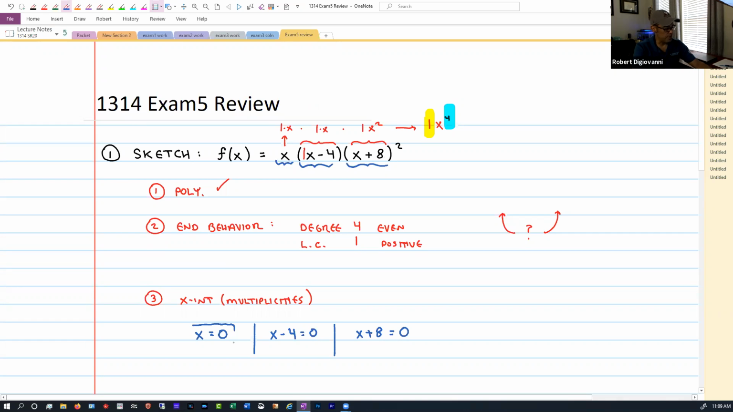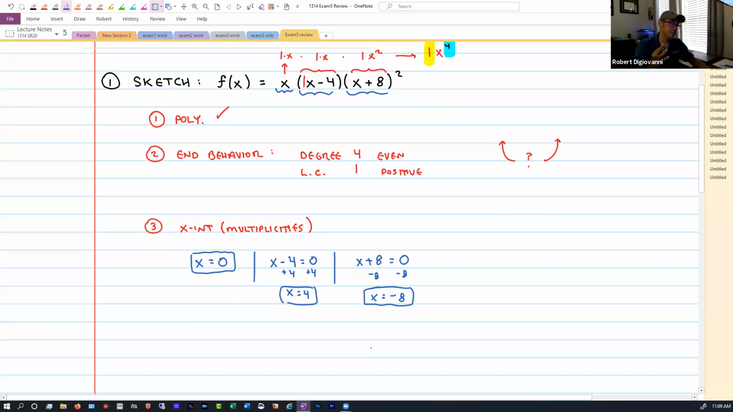The first one is just 0. The second one, we add 4 to both sides. We get x is 4. And then we subtract 8 on both sides here, and we get x is negative 8. So we have 3 x-intercepts. Now we have to determine whether or not we bounce or we cross at these x-intercepts. So here's where we go back up to the original function, and we look at the powers on each of these factors.